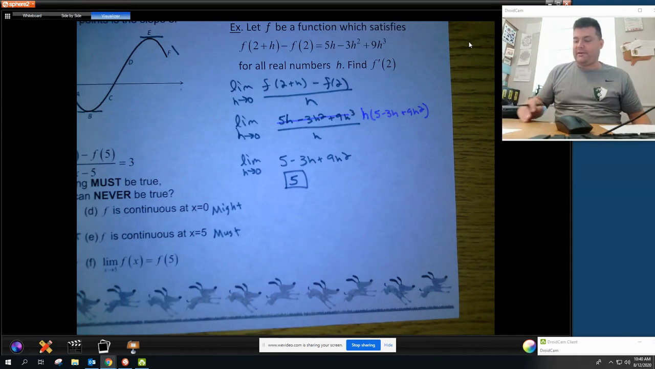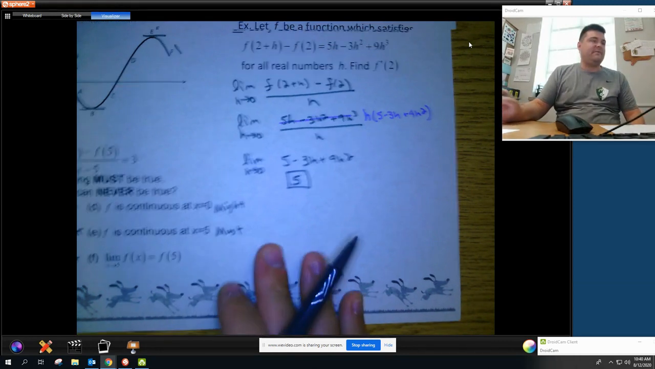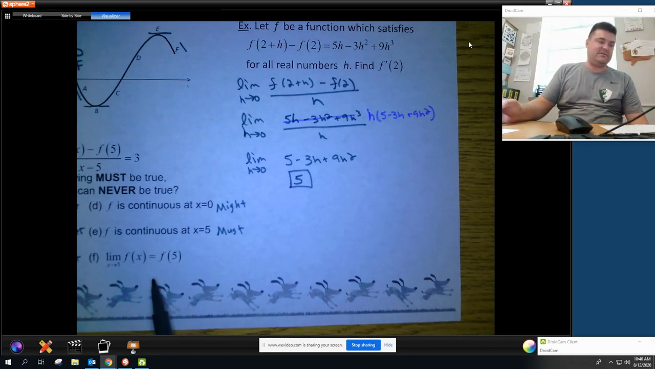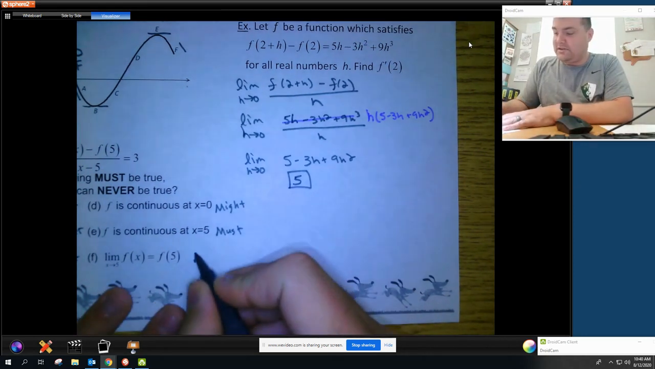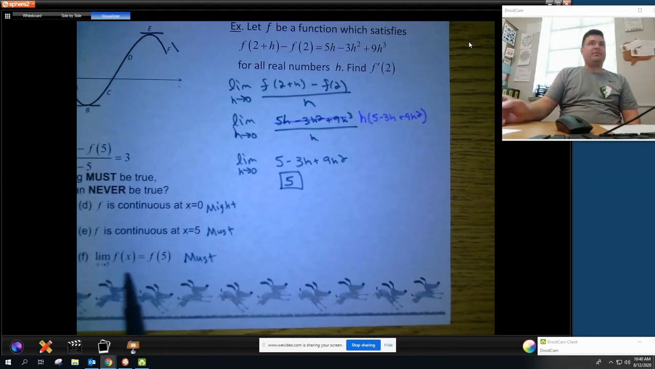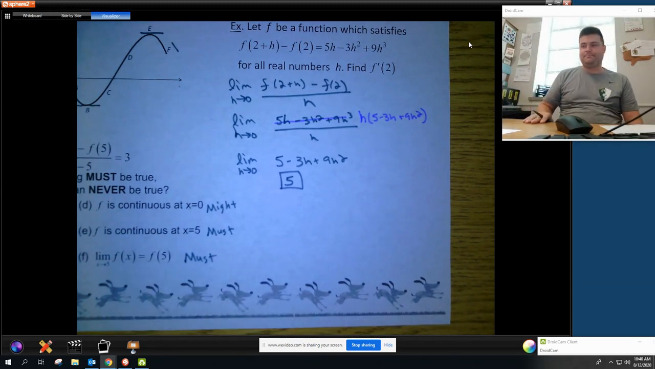And let's do part F right here. The limit as you approach 5 equals f of 5. This is actually like the definition of continuity. So this is a must. This is step 3 when you're finding continuity. Got to show that. So if it's continuous, then step 3 has to be true.